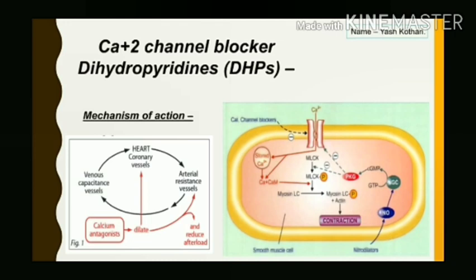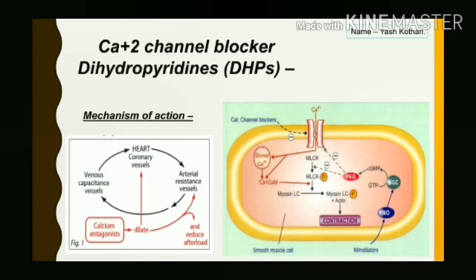So the first thing: what are calcium channel blockers, and why do we give these calcium channel blockers to the patient? As we all know, in the normal physiology of our body, calcium, potassium, and sodium are three very important ions, and calcium is very important for the contraction of our heart and smooth muscles. Calcium can cause the contraction of our heart, and it can also cause the contraction of our smooth muscles.